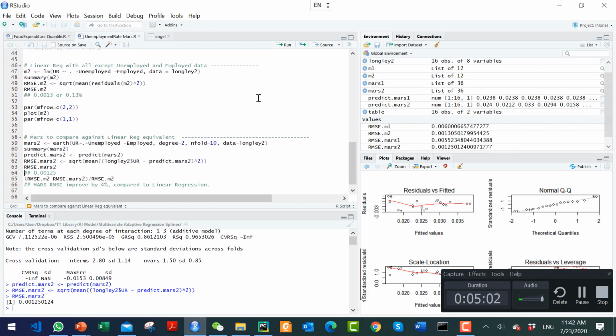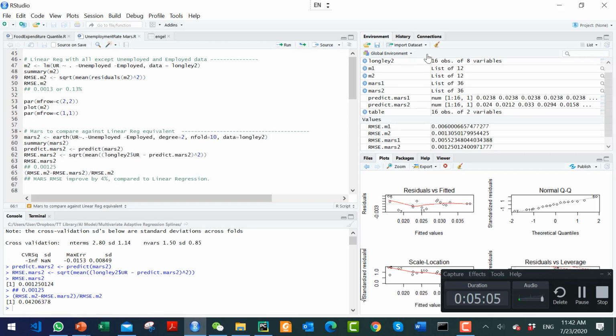So let's look at the MARS for M2. MARS for M2 should drop, should improve. So you can see 0.013 versus 0.0012. So there's slight improvement. Of course, it's difficult to plot for multiple factors, and this will end the MARS lesson. In conclusion, MARS can perform better than just a single straight line. Thank you for listening.